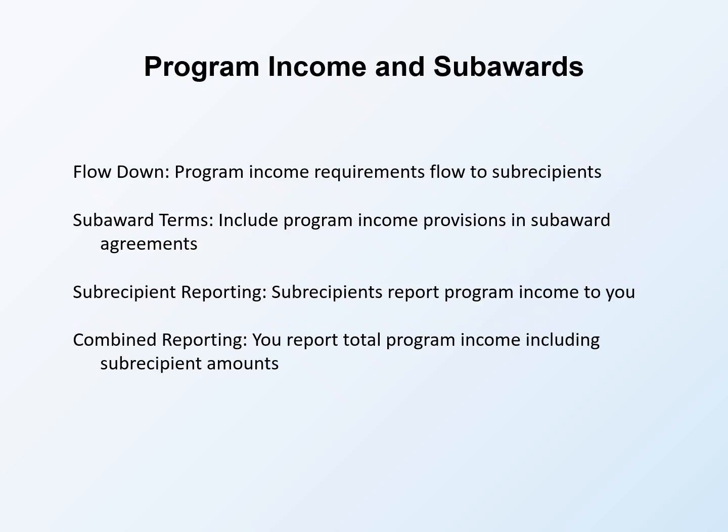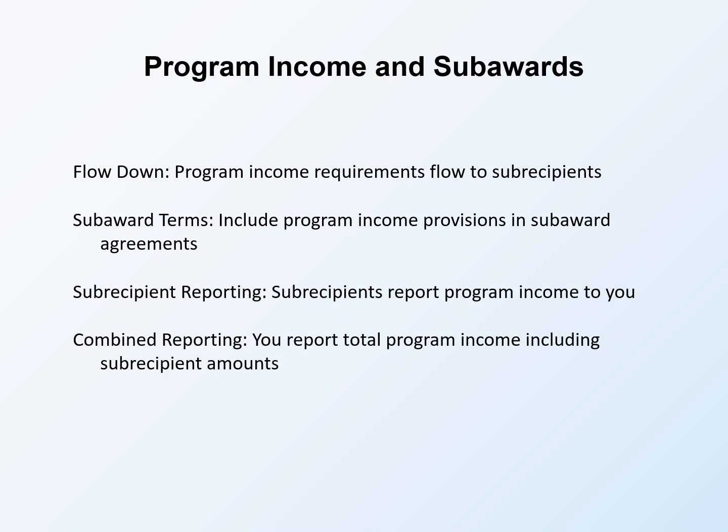When subrecipients generate program income, additional considerations apply. Managing program income across sub-award relationships requires attention to flow down and reporting. Program income requirements flow to subrecipients through your sub-award agreements. The same rules that bind you regarding program income bind your subrecipients for income they generate from sub-award funded activities. Subrecipients must manage program income in compliance with federal requirements.